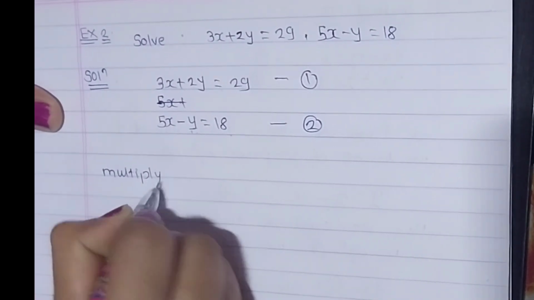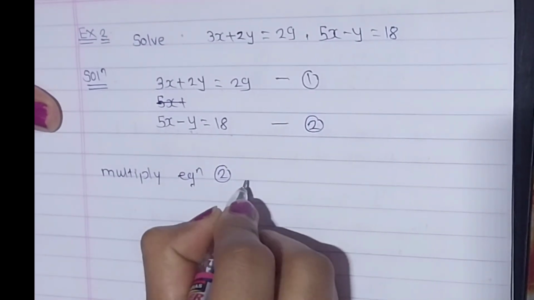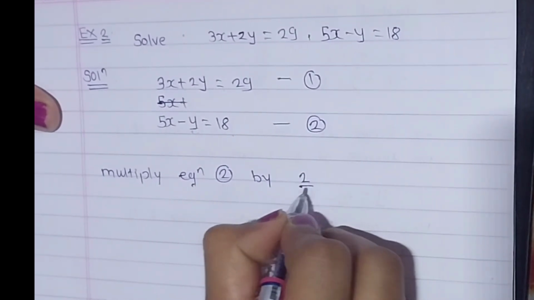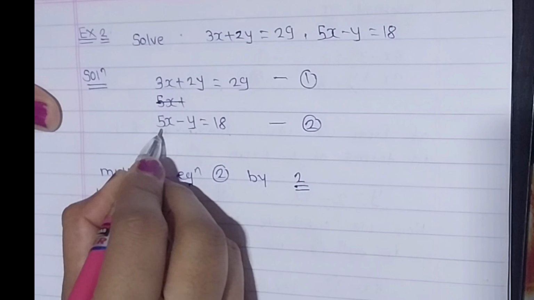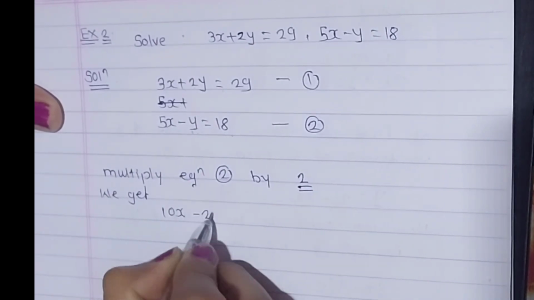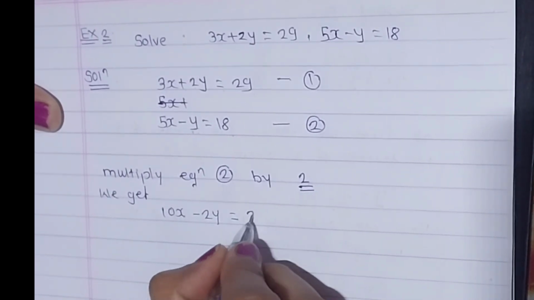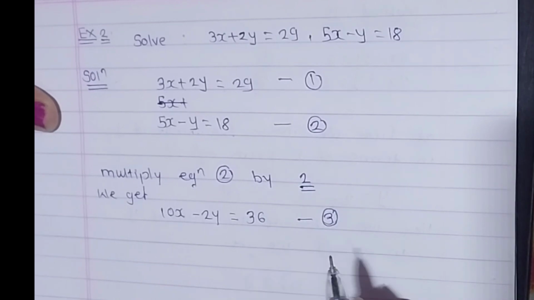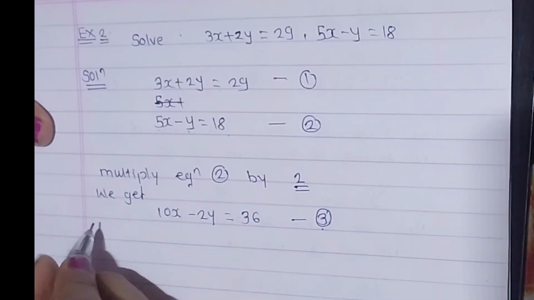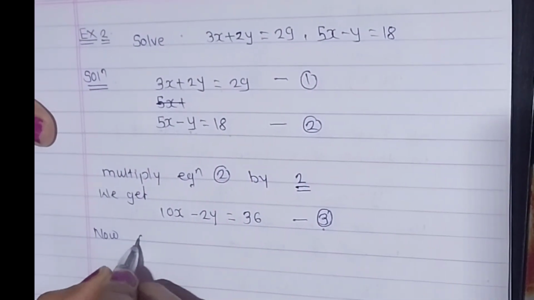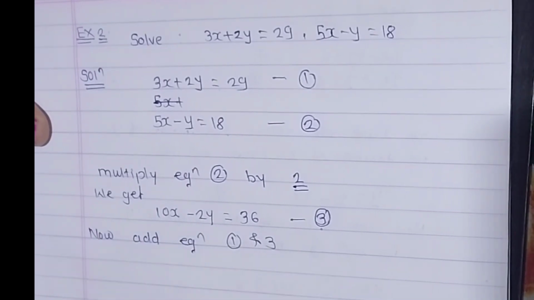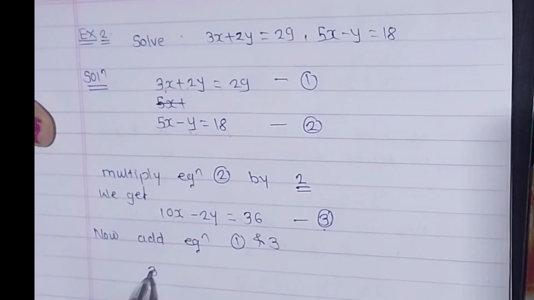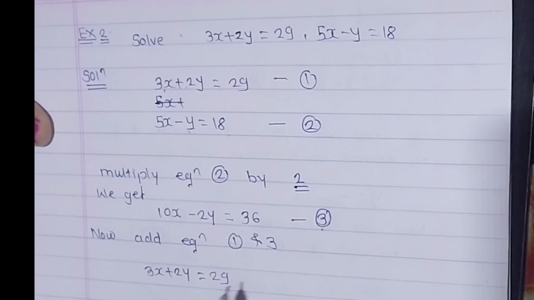So right here, multiply equation 2 by 2. We get 10x minus 2y is equal to 36. Give the number 3 to this equation. Now we add equations 1 and 3 to eliminate the y.